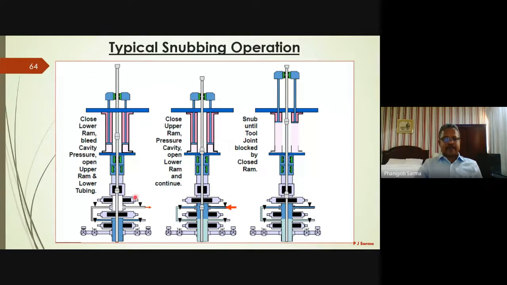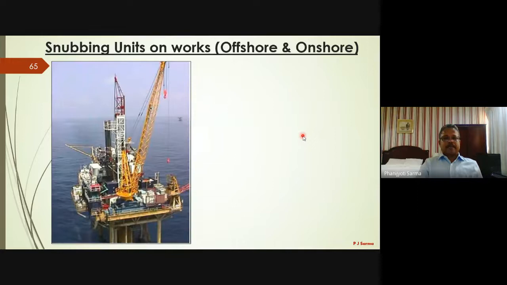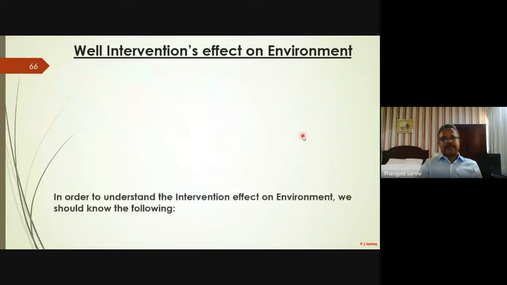Once this is coming inside, then this ram gets closed and this ram has to be open so that this coupling, or downhole equipment, goes past through, snaps in, and that is how the whole process works. This is the snap in and snap out. This is the snubbing unit, a pictorial representation of the offshore snubbing unit, and the right hand side is the onshore snubbing unit.